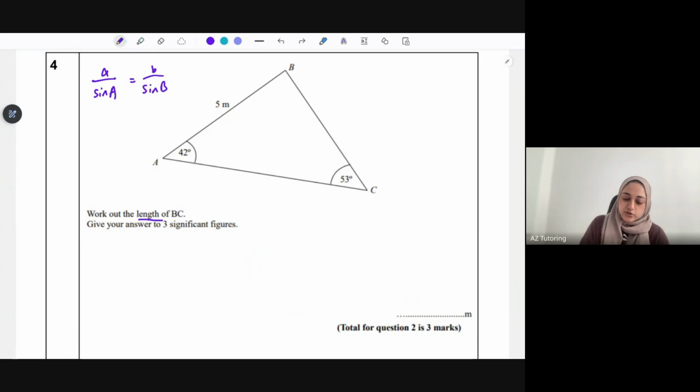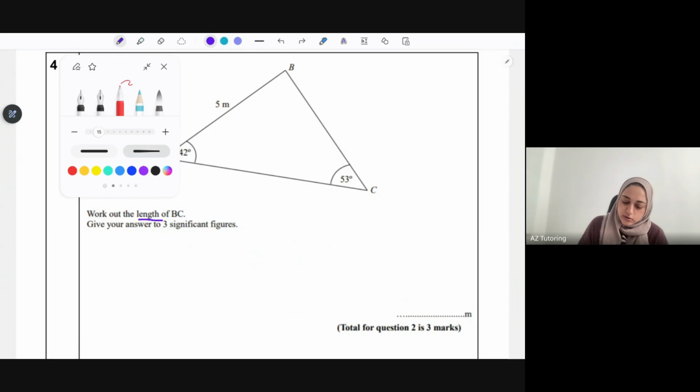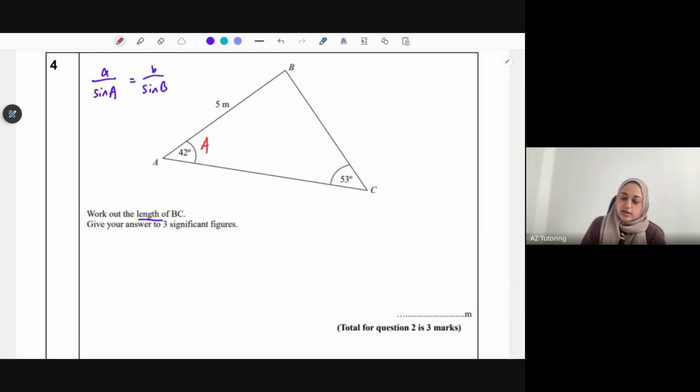So next step is labeling the triangle. If I call this, let me get a different color. If I call that angle A, wait, what are we working out? Yeah, BC, we're working out this here. So if I call this angle A, that's length A. If I call this angle B, then this is length B, because the corresponding sides are opposite the angles. Okay, so we've labeled everything.